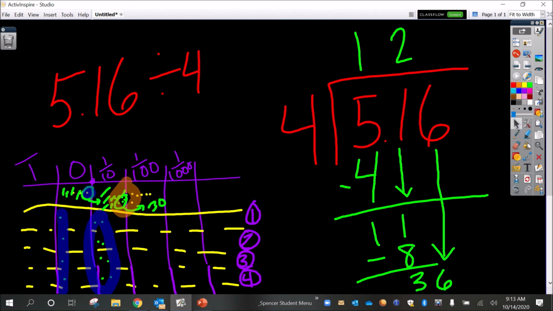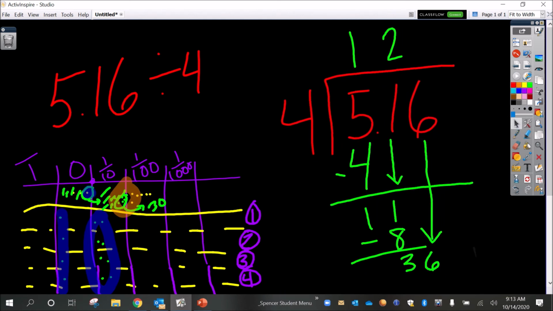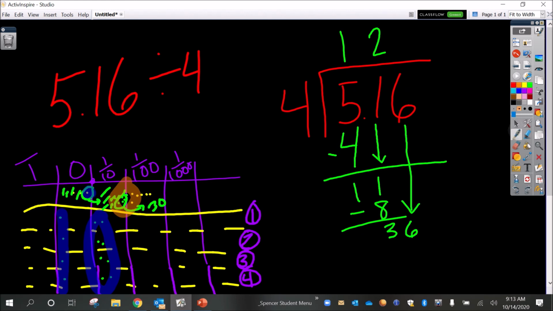Now, for me, I'm quickly going to shrink this so I have a little bit more room underneath it. So always make sure that you're giving yourself enough space to show your work.